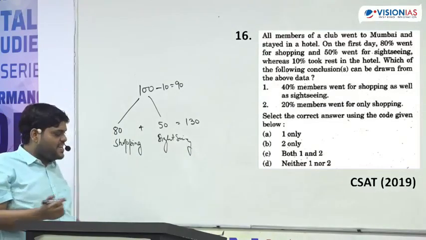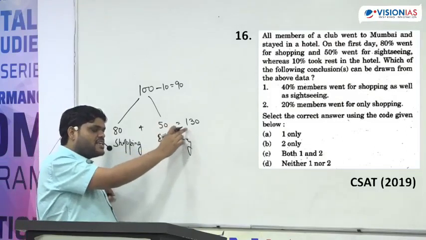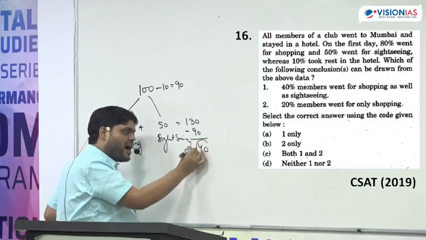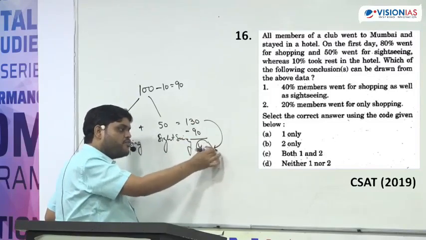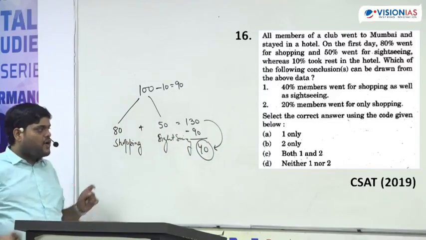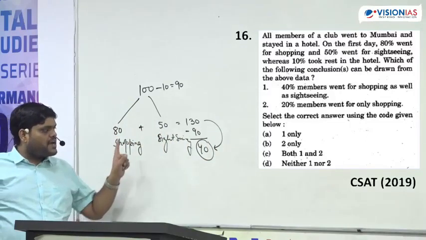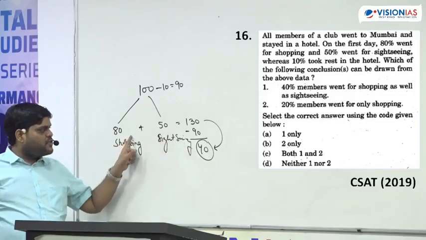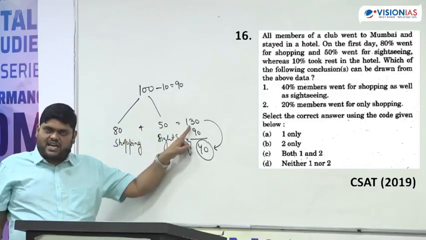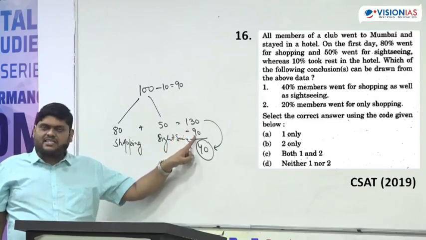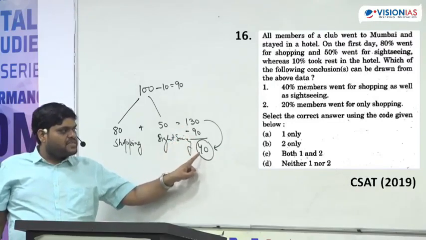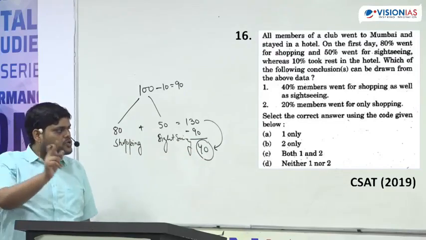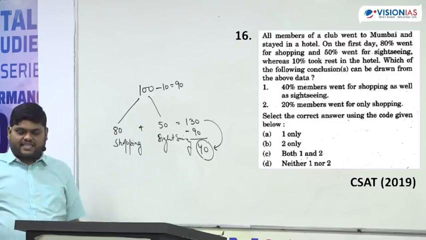And how many are there? See, total become 130, but only 90% are there. That means out of this 130, 40% are there which are going for both shopping and sightseeing. Then only this is possible. Because when you add both become 130, but only 90% are there. So if I subtract, that means there are 40% which are going for both, shopping as well as sightseeing.